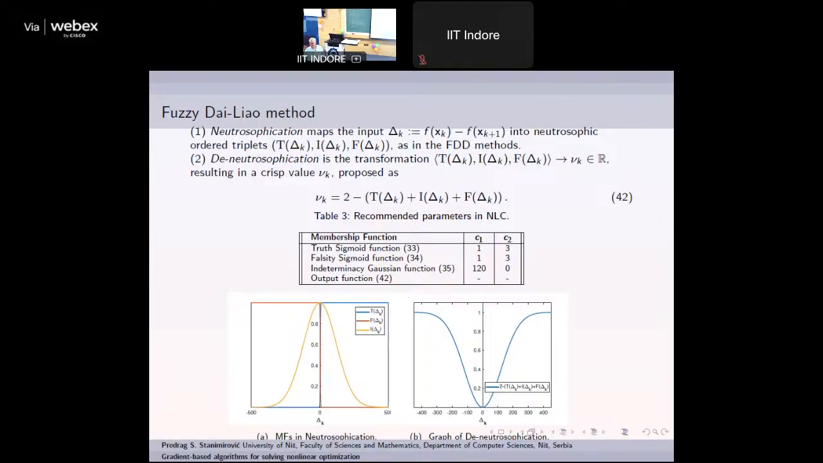Questions? Okay, if you have any questions. In the SR method, you use the line search. You use the line search, exact line search or inexact line search?